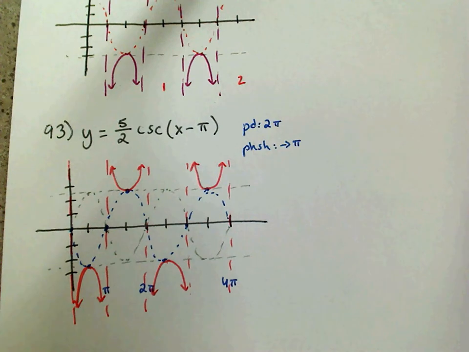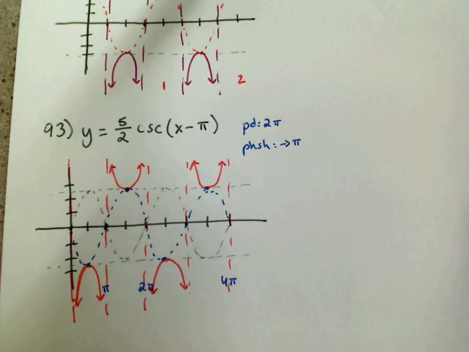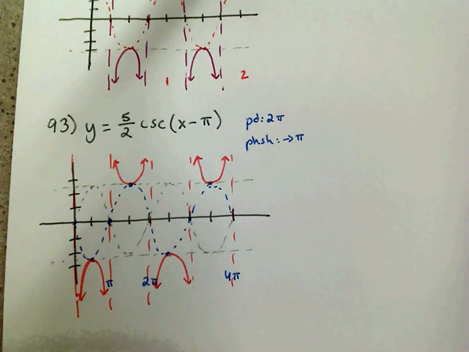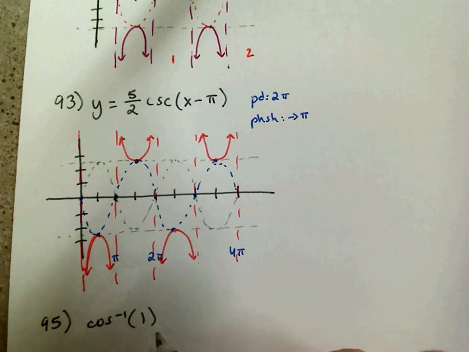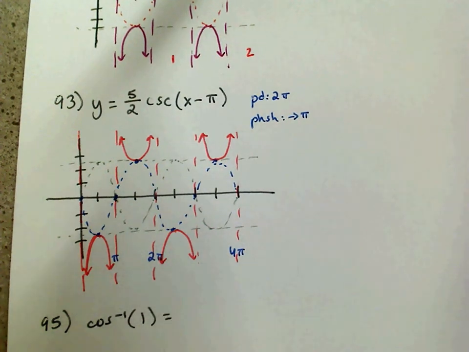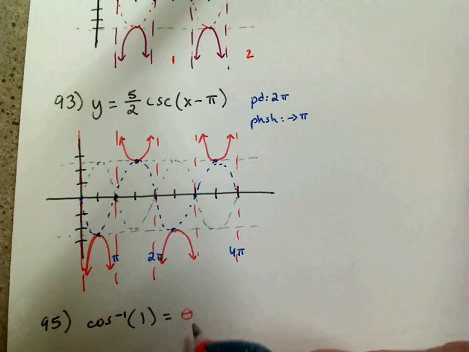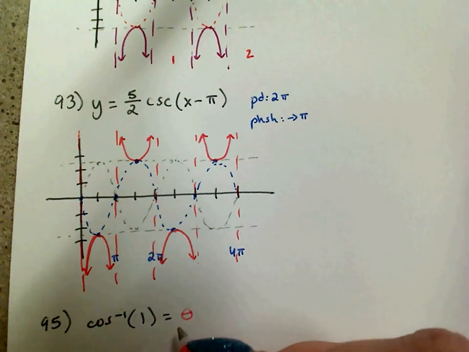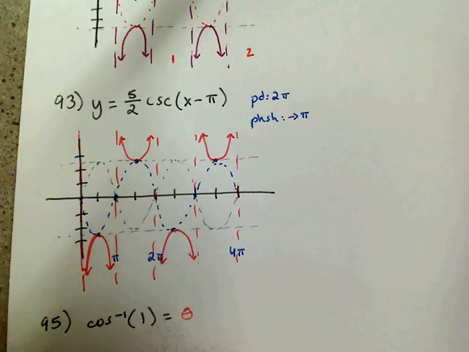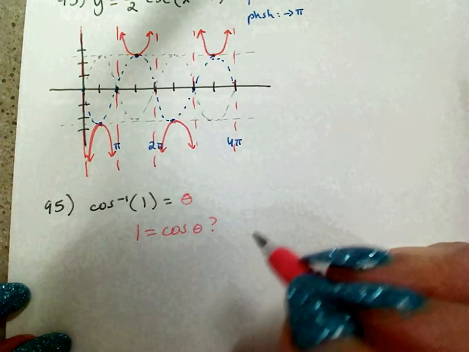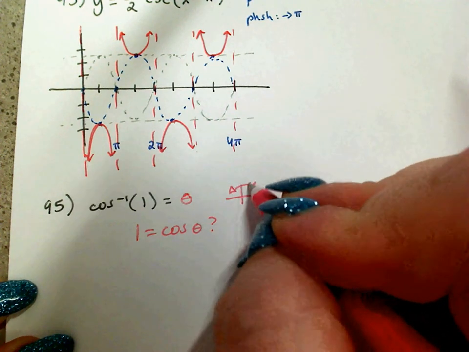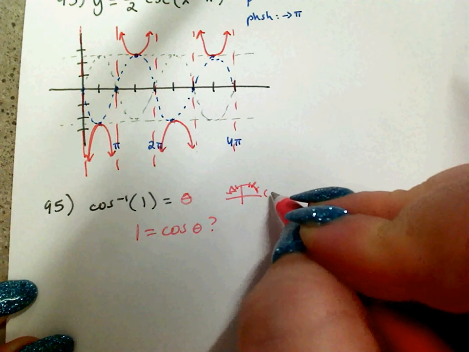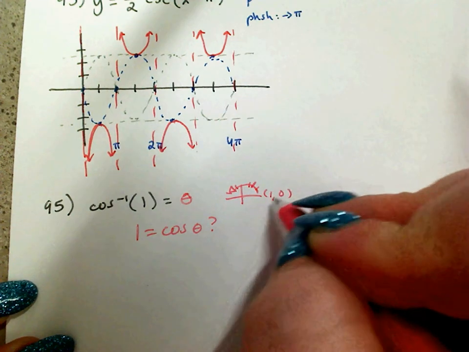Okay, so this point is 93 through 113 odd. So 93, 95. 95 is cosine inverse of 1. So don't forget that anytime you have an inverse, it's equal to an angle. So I'm finding cosine inverse of an angle, so then it's just like 1 equals cosine of what angle? Keeping in mind that cosine inverse only exists from 0 to pi, and so cosine is 1 at 0 radians. So I would say the answer is 0.